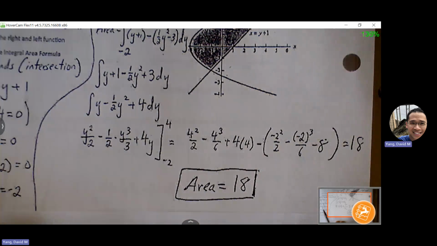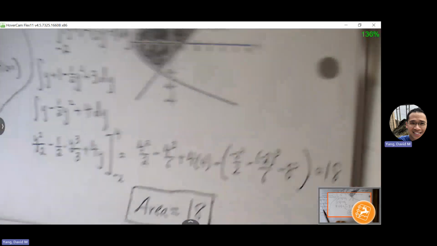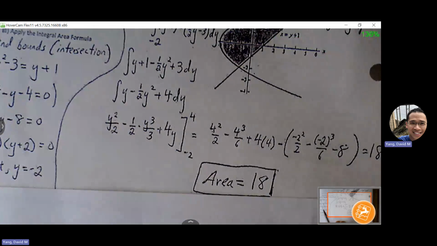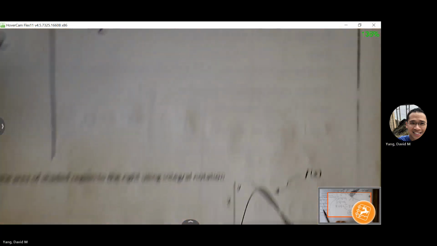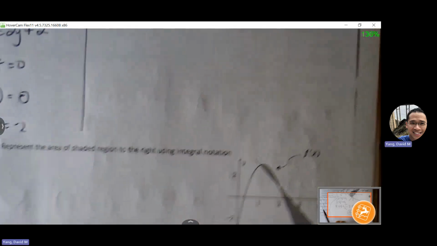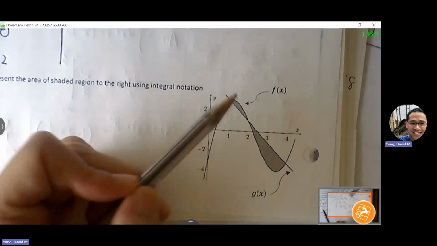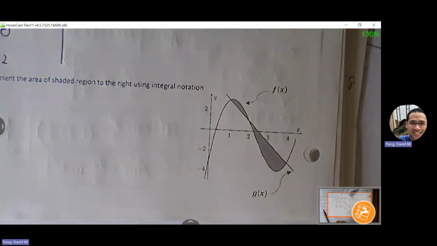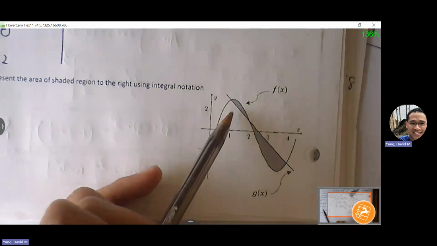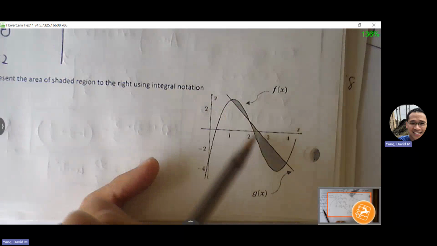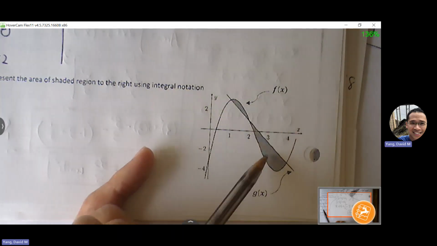Okay, so at the bottom of the page, we can do top minus bottom for our two graphs there. Represent the area of the shaded region to the right using integral notation. Can I rely on one integral to get to the area? No, because top and bottom flip. If I do top minus bottom for the entire interval, I'll probably get a negative number. I may get displacement, but I'm not getting the true area.